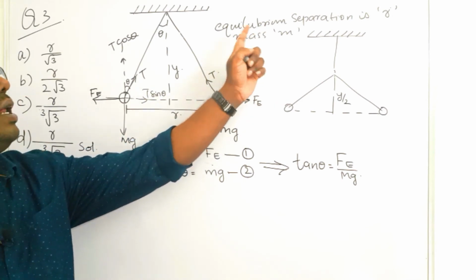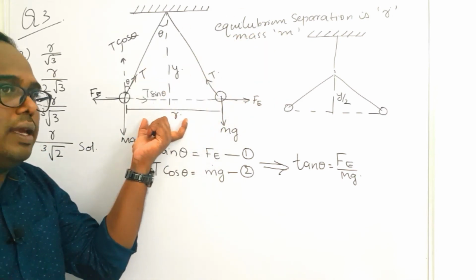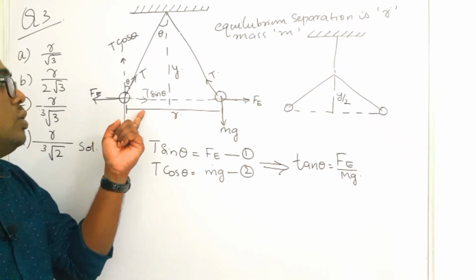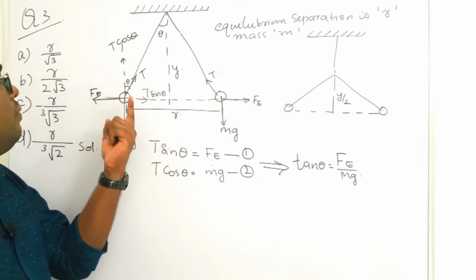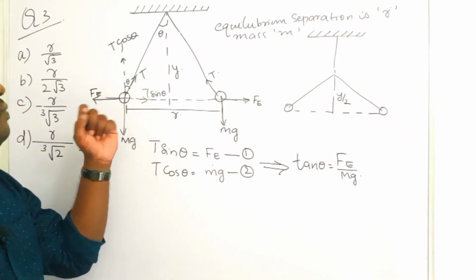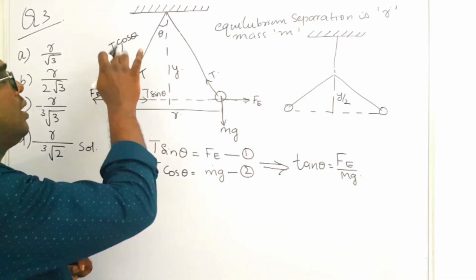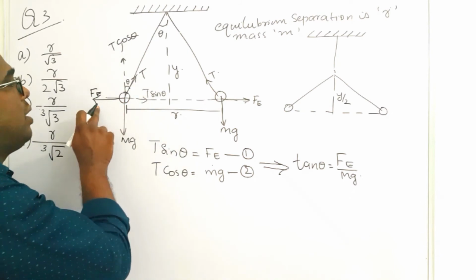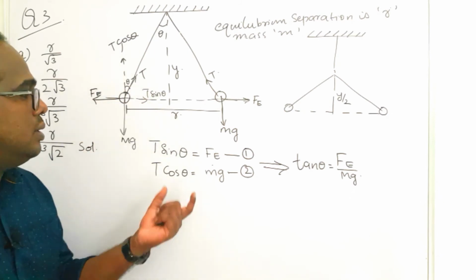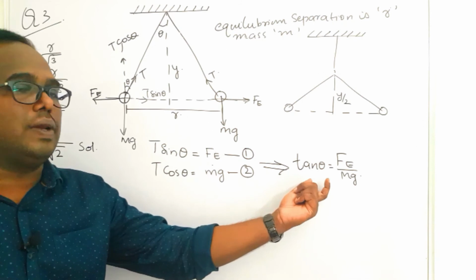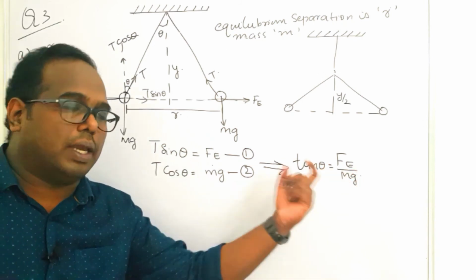They have given in the question the equilibrium separation. So these particles are in equilibrium. What is the equilibrium condition? Net force should be equal to 0. So resolve all forces; the vertical forces and the horizontal forces should each be equal to 0. T cos theta is balanced by mg, so vertically it is 0. T sin theta is balanced by Fe, so horizontally it is 0. So these are the two equations, and from them you get tan theta equal to Fe by mg.